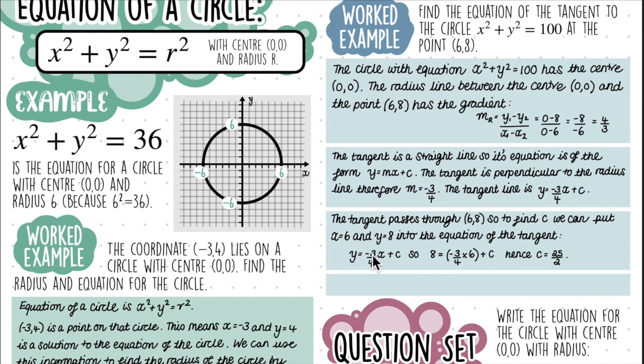We've got y is equal to minus 3 over 4x plus c. So we get 8 is equal to bracketed minus 3 over 4 times by 6 plus c. Rearranging gives c is equal to 25 over 2. I like to keep things as fractions, but you could write this as 12.5 if you wanted to. Brilliant. Now we know c, we can finally write the equation for the tangent line. And here it is. y is equal to minus 3 over 4x plus 25 over 2.